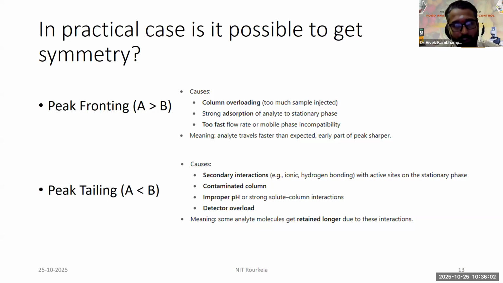The next possible cause may be detector overload. The detector is also very important, and we'll learn about those detectors. So what is the meaning of A is less than B? Some analyte molecules get retained longer due to these secondary interactions. In the first case, analytes travel faster than expected. So this is the main difference between the peakings. This is possible in most, about 90%, of all our analyses.